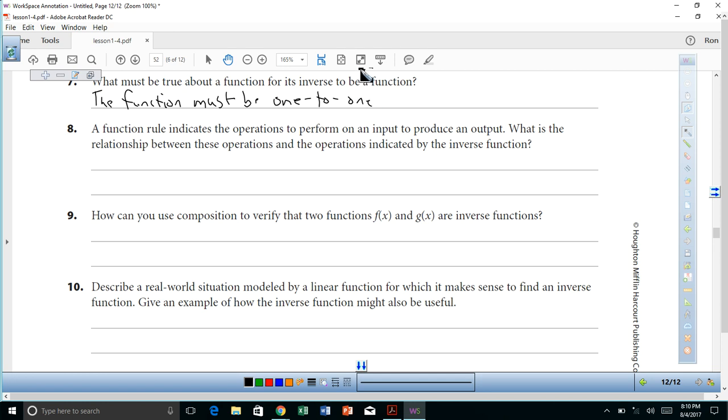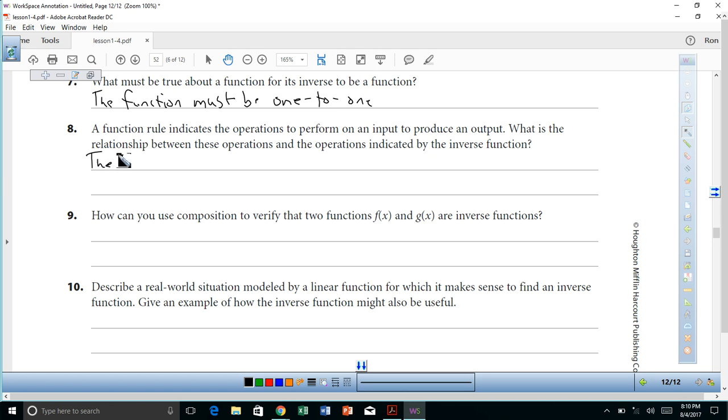A function rule indicates the operations to perform on an input to produce an output. What is the relationship between these operations and the operations indicated by the inverse function? The inverse function undoes the operations of the original function.